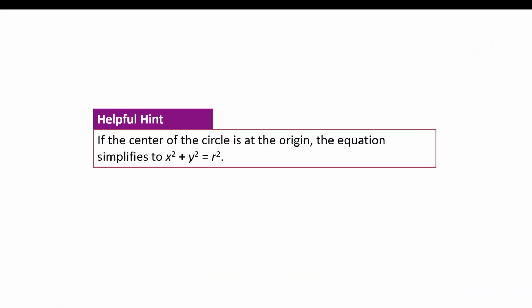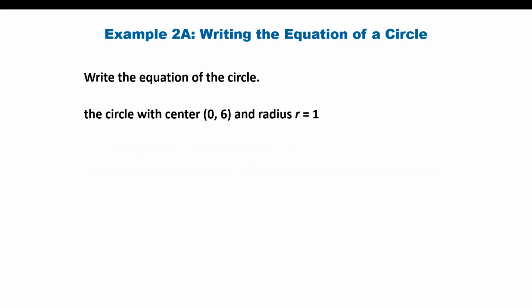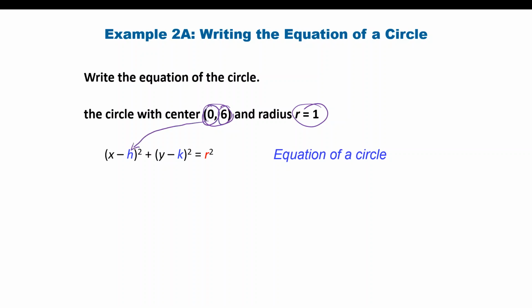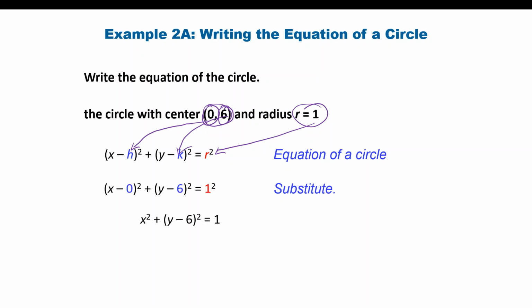All right, here's a helpful hint. If the center of the circle is at the origin, the equation simplifies to x squared plus y squared equals r squared. All right, here's a new example, writing the equation of a circle. So this time, we have the circle with a center of 0, 6, and a radius of 1. So now we just need to know the equation of a circle, which happens to be right there. So all we have to do is go ahead, our x component goes in the x, our 6 can go in here, and our radius can go there. And when we substitute all that, and then multiply our 1 out, we have our final answer. So there's our equation of a circle.